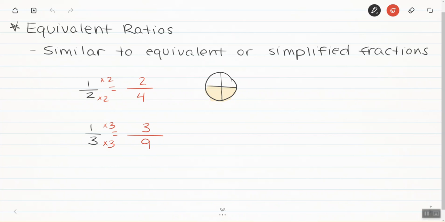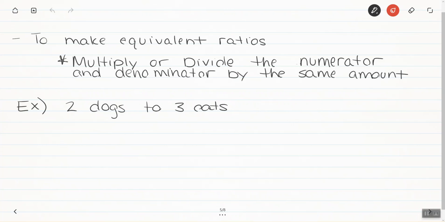So let's talk about this in the form of ratios. So to make equivalent ratios, all you're going to do is multiply or divide the numerator and the denominator by the same amount or the same number. If you don't use the same number, you're going to get it wrong. So you need to make sure you're using the same number.